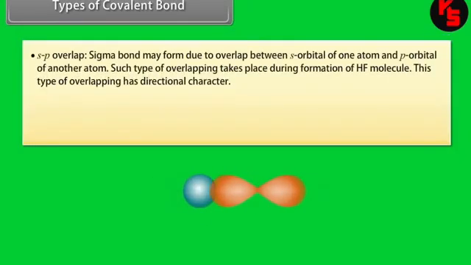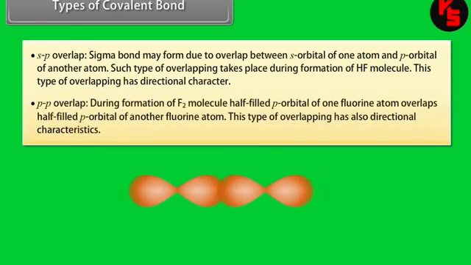s-p overlap. Sigma bond may form due to overlap between the s orbital of one atom and the p orbital of another atom. Such type of overlapping takes place during formation of HF molecule. This type of overlapping has directional character. p-p overlap. During formation of F2 molecule, the half-filled p orbital of one fluorine atom overlaps with the half-filled p orbital of another fluorine atom. This type of overlapping also has directional characteristics.